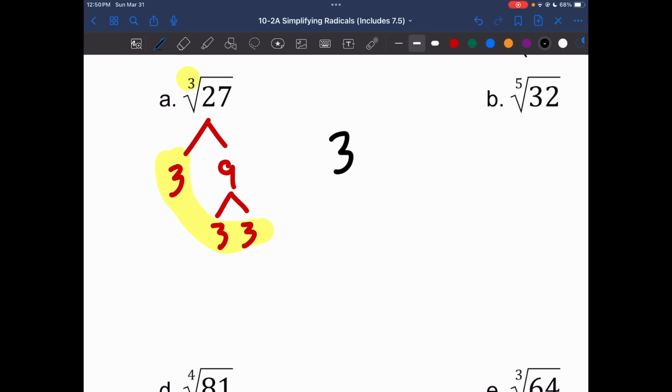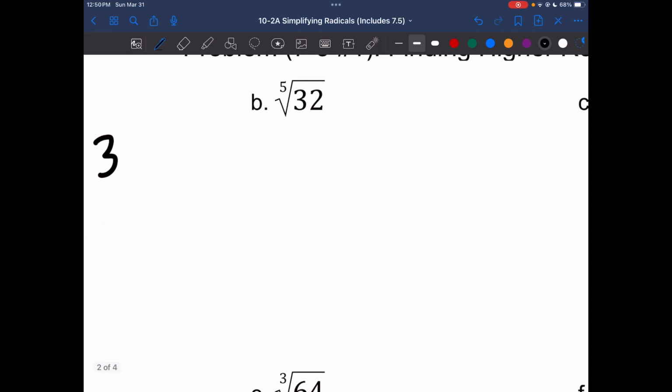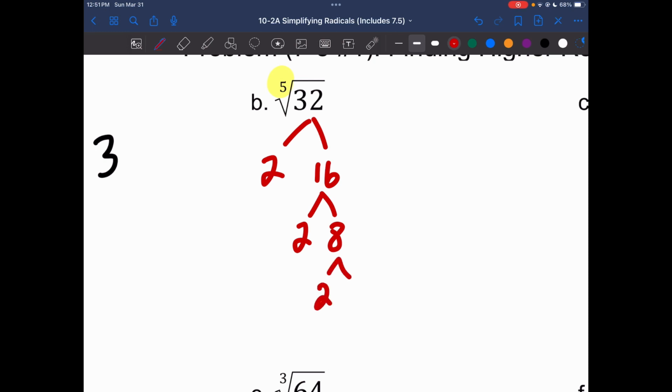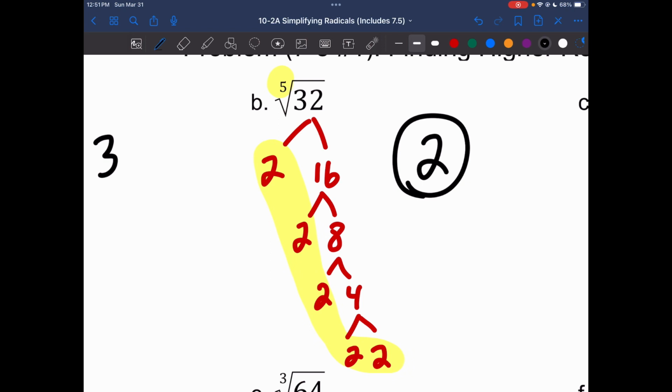Okay. So when we're looking at the next one here, we've got the fifth root. So we're looking for groups of 5 of 32. So it breaks down into 2 times 16. Well, 16 is 2 times 8. 8 is 2 times 4, and 4 is 2 times 2. So I'm looking for groups of 5. So I have 1, 2, 3, 4, 5 2's in this problem. So that means we bring it out, and the fifth root of 32 is 2.